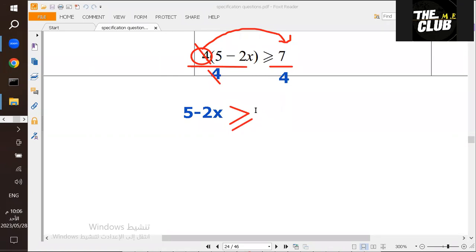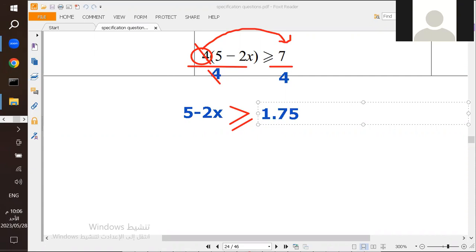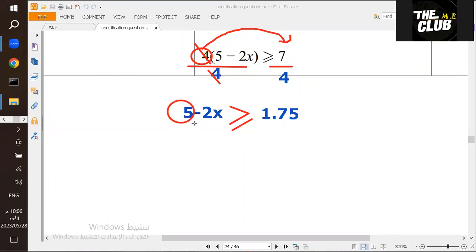And here I have 7 over 4. I can do it in decimals. Here 1.75. I can use decimals here, or I can leave it as a fraction. 7 divided by 4 is 1.75. Now, next step is what? I'm going to take the 5 to the other side. It's positive 5, and to the other side, I have to get negative 5. Okay? So it's going to be negative 5.